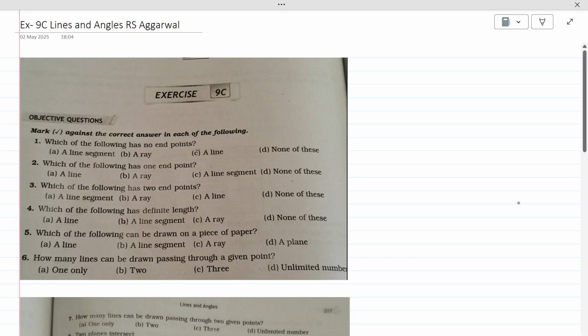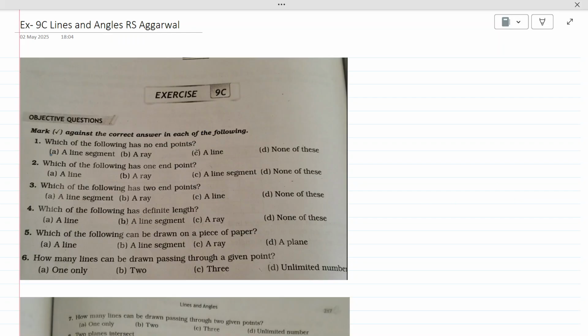Hello kids, we have completed 9B from RS Aggarwal. So in today's class, let's start with exercise 9C. Basically, 9C consists of multiple choice questions. All are objective questions. What we have to do is pick the correct answer and check it. Okay, so let's start the class quickly.